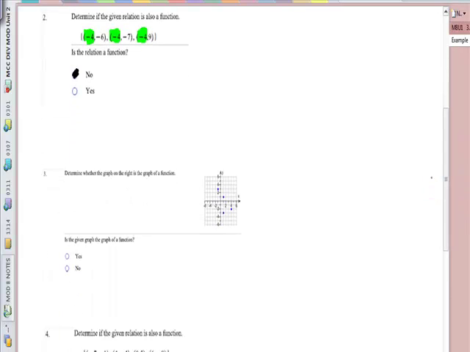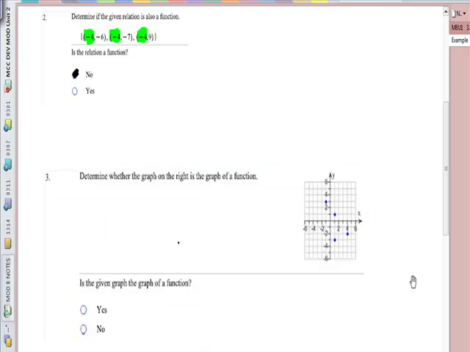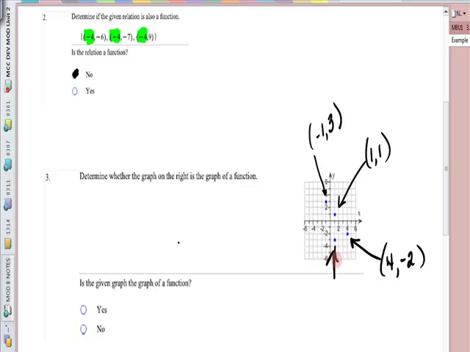All right, the third one. Let me see if I can make it bigger, so we can see it a little better. All right, it wants to know if this is the graph of a function. Well, you weren't given the ordered pairs, but you were given the points. This point is the point -1, 3. This point is 1, 1. This point is 4, -2. And this point is 1, -3.